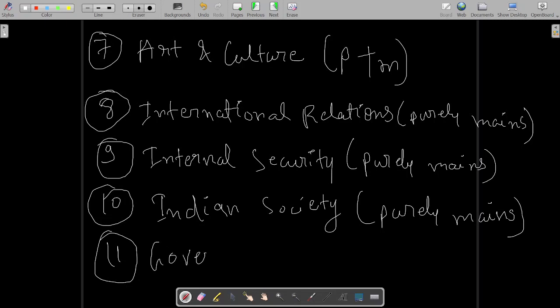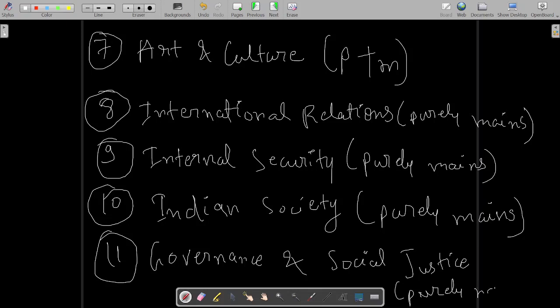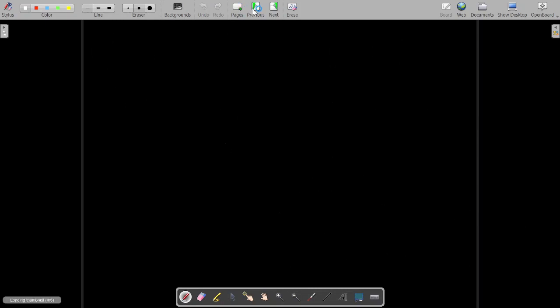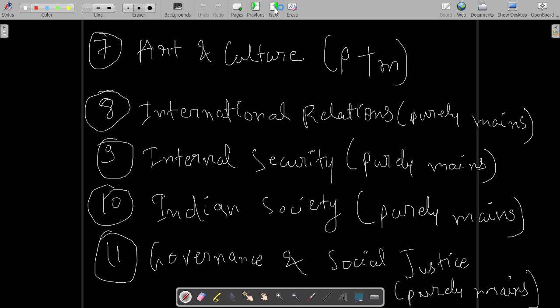Governance and social justice is also purely in mains. Many of the teachers do not consider this as a separate subject, but I do consider it as a separate subject. Okay, that is number 12.